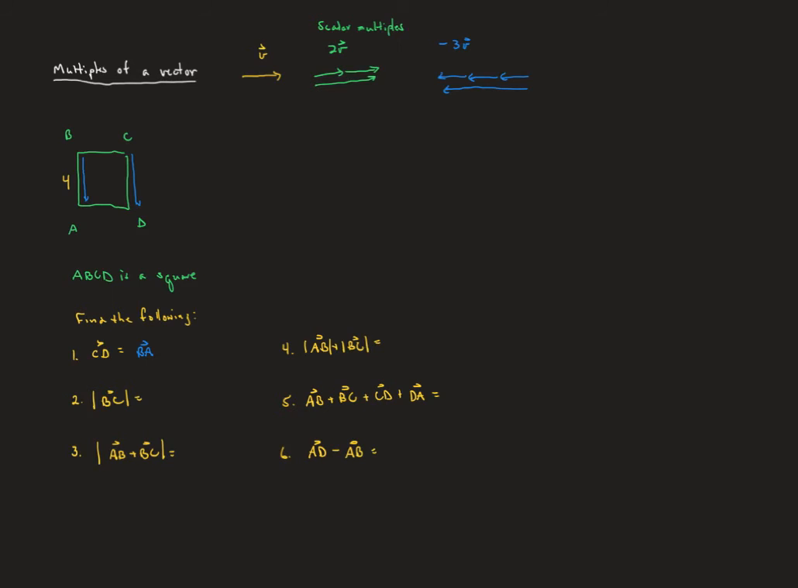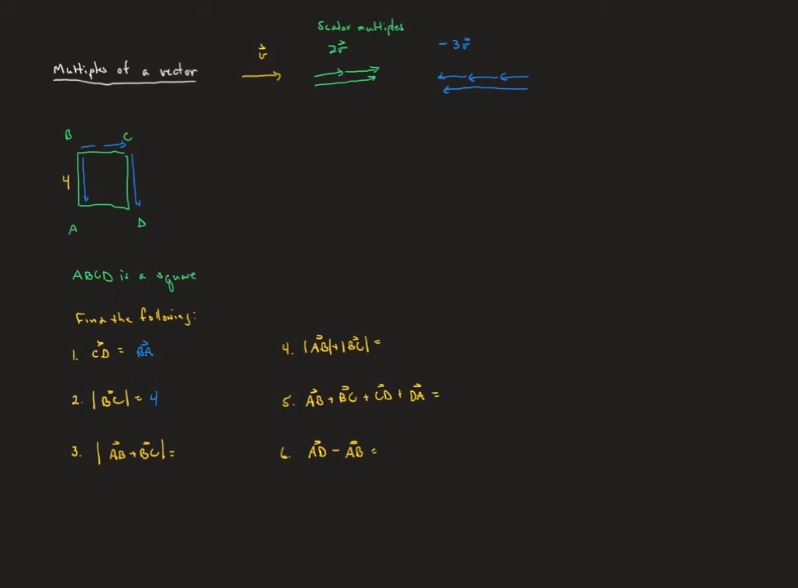Now, number 2 is asking for the magnitude of vector BC. So now you can see vector BC is going here, and the magnitude means the length. Since this is a square, all the sides are the same length, that makes the magnitude of BC equal to 4.